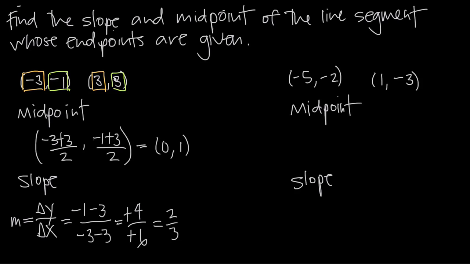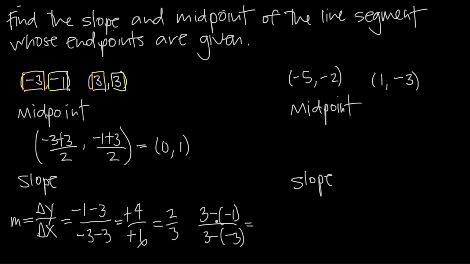Now, just to prove to ourselves that we could have gone the other way as long as we kept it consistent, remember before we took the values in this first coordinate point and we subtracted the values in the second coordinate point. If we start with the second coordinate point instead and then subtract the values in the first coordinate point, we should still get the same slope. So again here, change in y, we're going to do 3 minus a -1, divided by the change in x, starting with the second point and subtracting the value in the first point, 3 minus a -3.